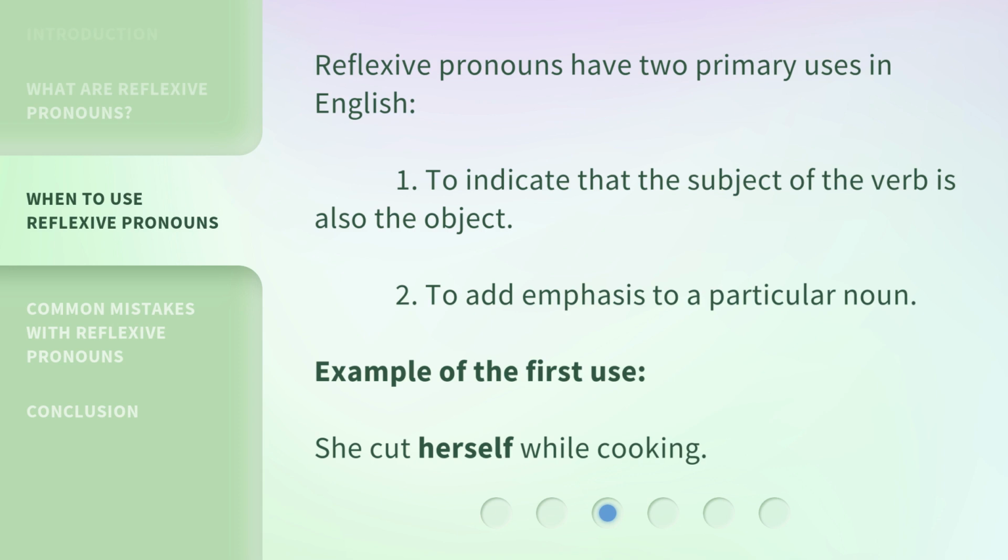Reflexive pronouns have two primary uses in English. 1. To indicate that the subject of the verb is also the object. 2. To add emphasis to a particular noun.